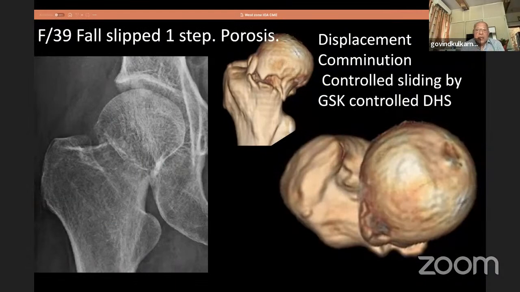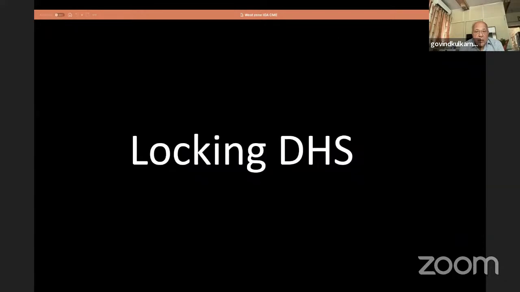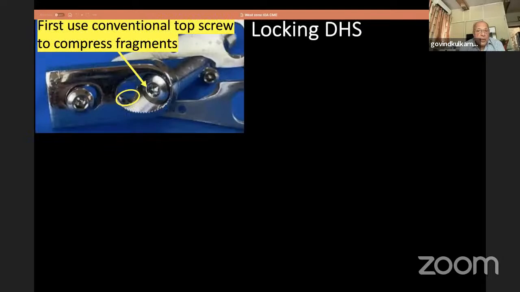And I'll show you one case. This is a female aged 39, displaced fracture, treated with combination controlled sliding by the GSK controlled screw. This is the one which is sliding, and you can see the fracture has united. Now, locking DHS, we have used locking screws.